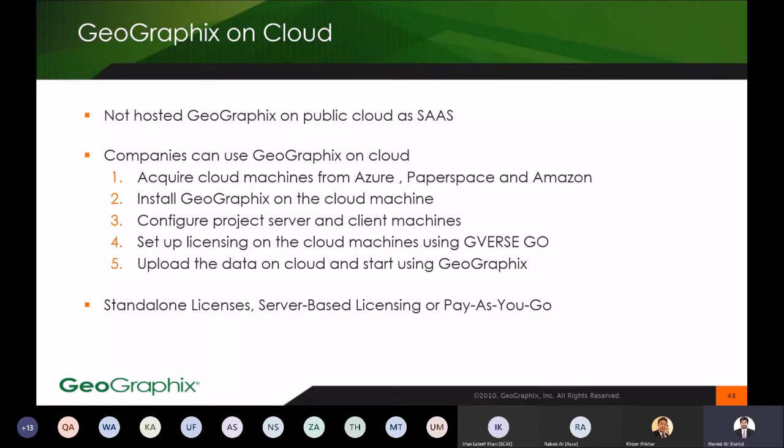This brings me to licensing. Not a lot to say here, but we do have different models for licensing. You can set up a licensing server or get a standalone license. We also have GVERSE Go, which is our pay-as-you-go licensing. So you pay for only what you use, and of course you get complete reports on what you're using and when and for how long and everything you would expect from a billing perspective.